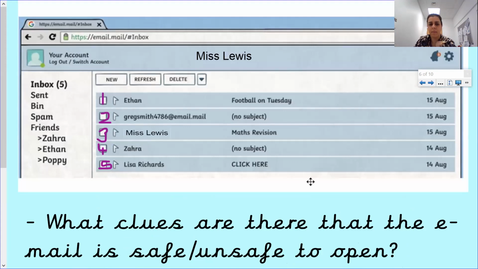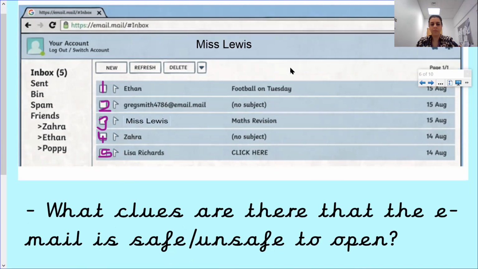Okay, so here are my emails. So I've got 5 emails here. So my first one is from someone called Ethan. And it's about football on Tuesday. So if you imagine that you play football with a group of people at the weekend and one of those children is called Ethan, then that email, have a think whether you think it's going to be safe to do. This one is from Greg Smith 4786 at email.mail, and there's no subject. There's one from me, Miss Lewis, and it says maths revision. One from a girl called Zara, but there's no subject. And there's one from someone who I don't know called Lisa Richards. And it just says click here.